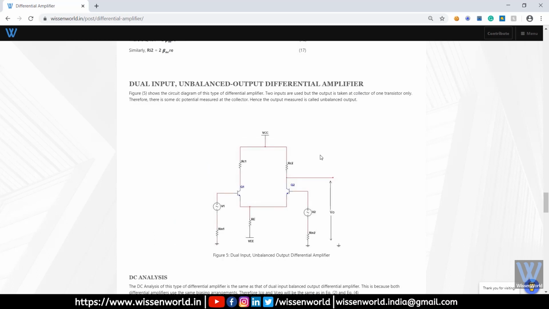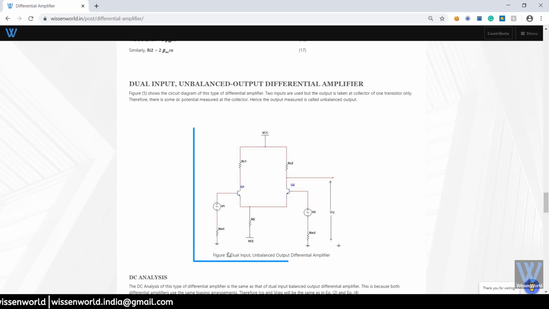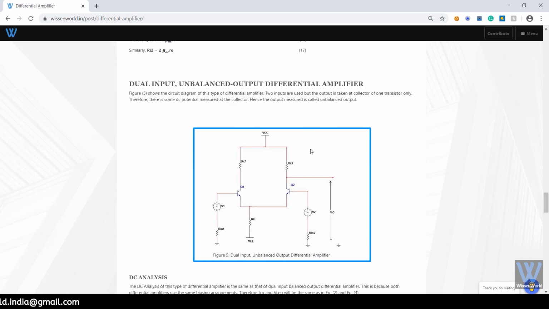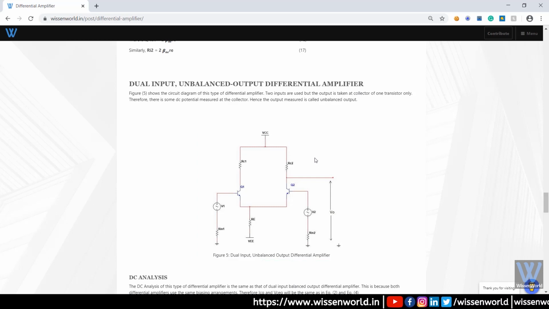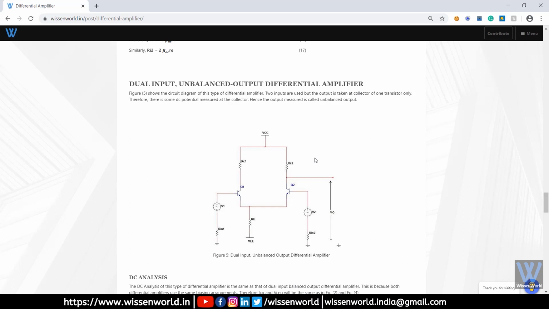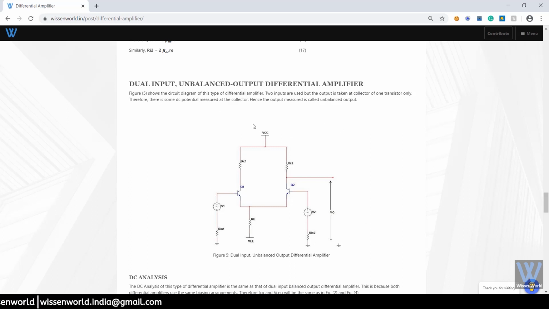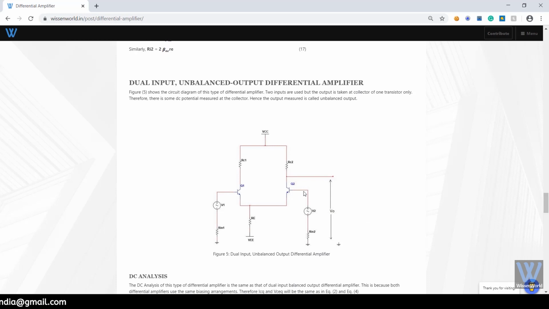Now let's come to the second type, that is dual input unbalanced output differential amplifier. So this is the circuit of this kind of differential amplifier. Here the difference is two inputs are used, but the output is taken at the collector of only one transistor. So there is some DC potential measured at the collector. In the earlier case, since output was measured at the collectors of both the transistors, therefore the net potential was 0. But this is not the case in this one. Hence the output that is measured is called unbalanced output.